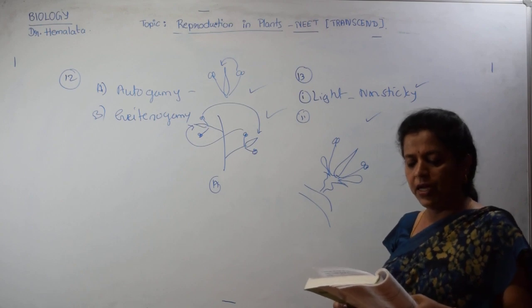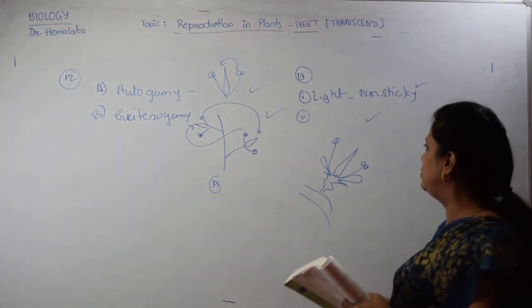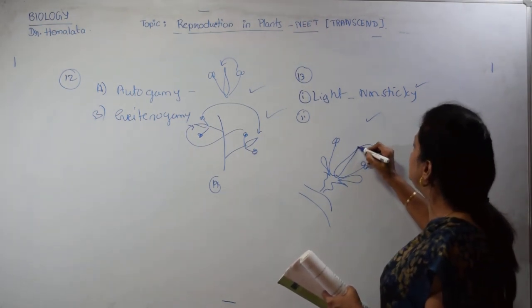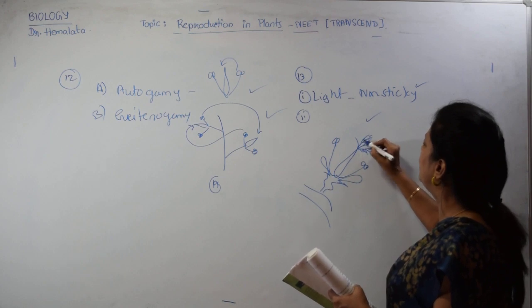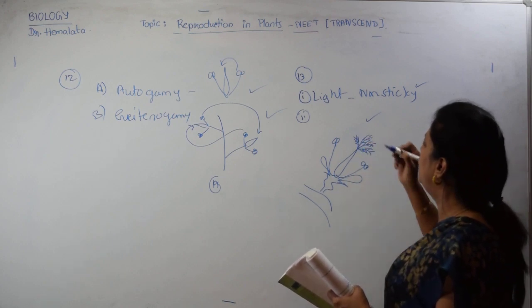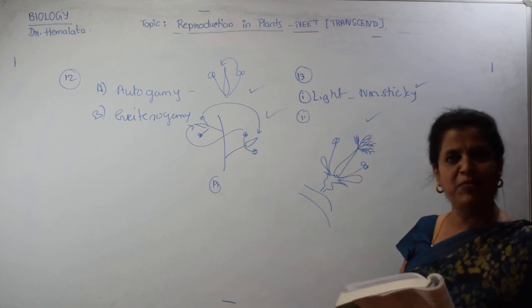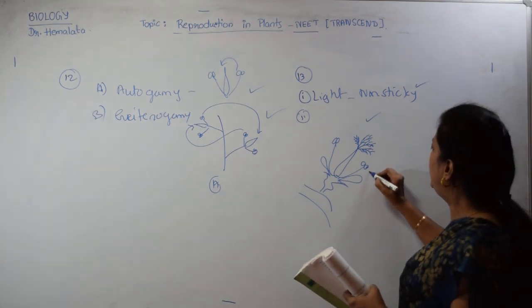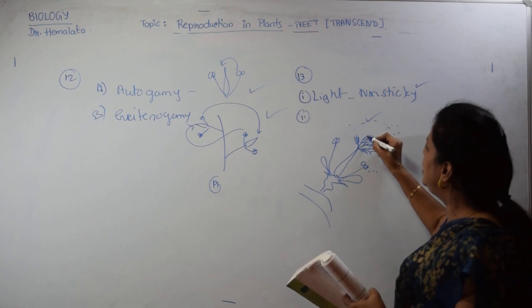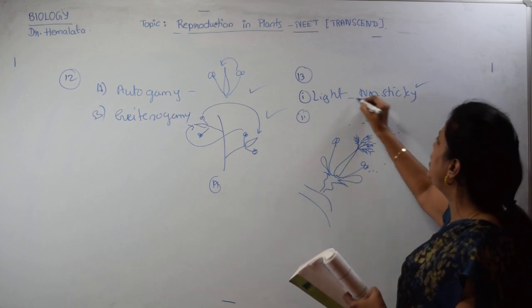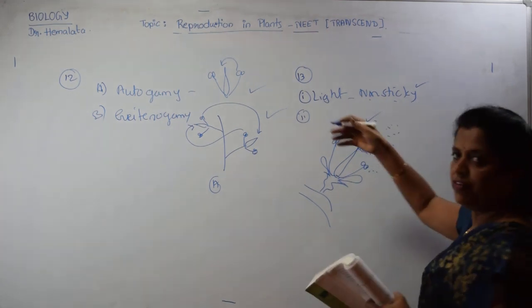The third says large, often feathery stigma. This stigma is large and it is feathery, means it has a feathery structure. Feathers are there on the stigma. Right? This is also a characteristic of an anemophilous flower. Why? Suppose the pollen grains are released, they are coming in the air. The stigma easily takes them because they are light and non-sticky pollen grains. They are flying in air.